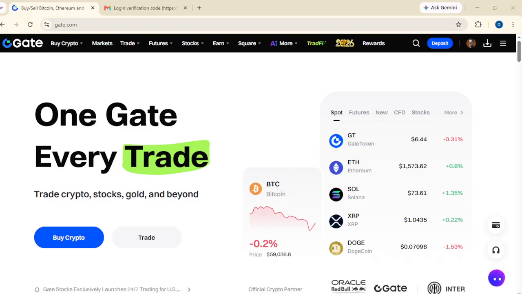In today's video, I will walk you through how to find trending coins on Gate.com. Once you're logged in, you'll arrive at the main dashboard. Next, navigate to the Markets section from the main menu.